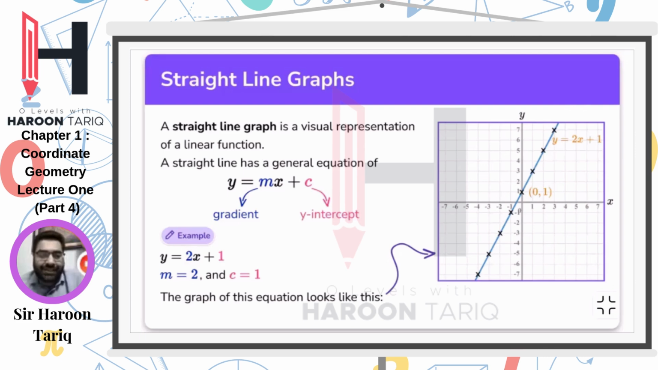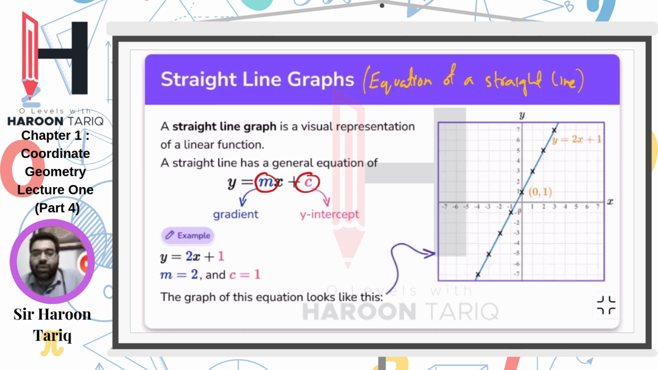For a straight line, this is known as the equation of a straight line. For the equation of a straight line, our formula is y is equal to mx plus c. This m we just discussed. M is the gradient, right? Slope. We just did the formula for how to find the gradient.